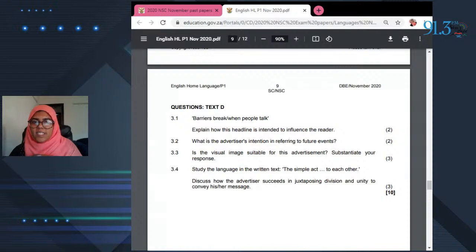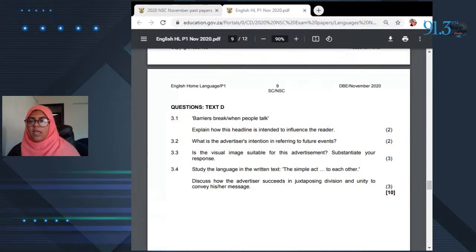And then the second is, what is the advertiser's intention in referring to future events? Right. Because you already answered these five W's to yourself, now it will make it easier here. Because the answer to this will just be one sentence, because it's only for 2 marks, which means a single point, or just not even 2 points, just 1 point in a full sentence is enough.